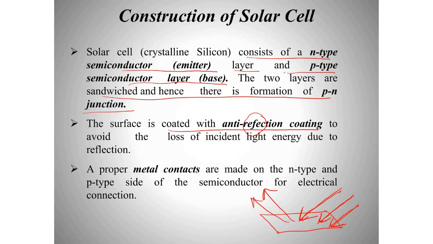So therefore the surface is coated with one kind of anti-reflection coating, so that the loss of this incident light energy is avoided. So the efficiency would be increased as much as the energy of the sunlight is absorbed; the efficiency of that solar panel will be increased. Now, proper metal contacts are made on the N-type and P-type side of the semiconductor for electrical connection.